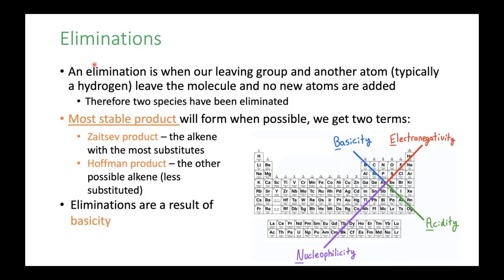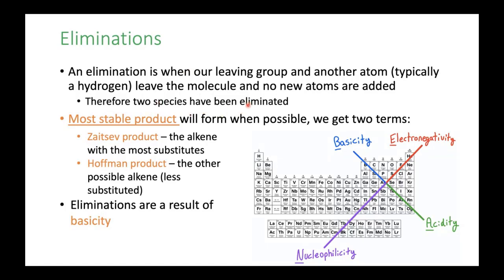All right, so eliminations are when our leaving group, another atom, we typically have a hydrogen, they leave the molecule with no new atoms added. So that is why we have the name elimination, because we are eliminating our leaving group and a hydrogen, forming a double bond. So the most stable product will form when possible. This is usually called the Zaitsev's rule.